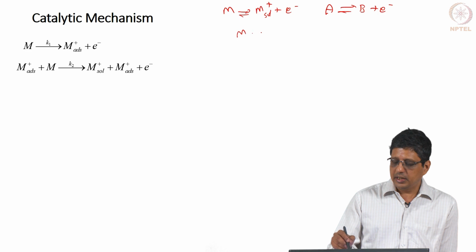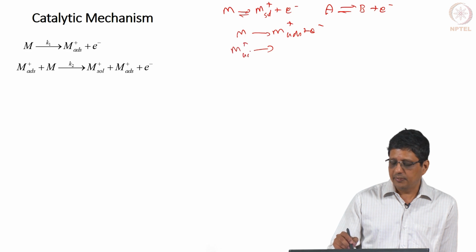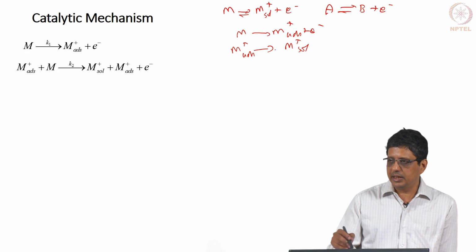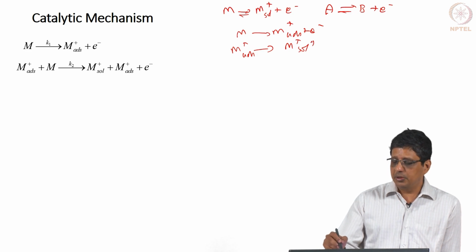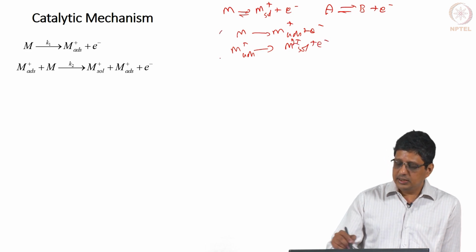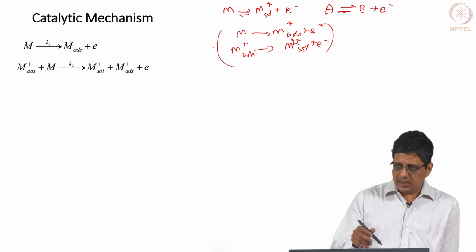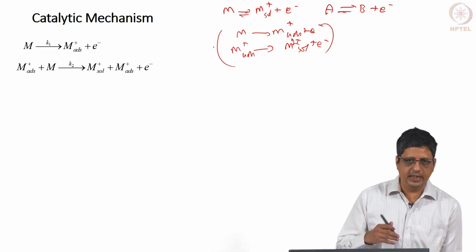We have seen a case where it goes through one intermediate, M plus solution, or M2 plus solution, it does not matter. If you have M2 plus solution, it is going to be with an electron. So, this is another mechanism. The third mechanism is what we just saw, where you have two intermediate species.